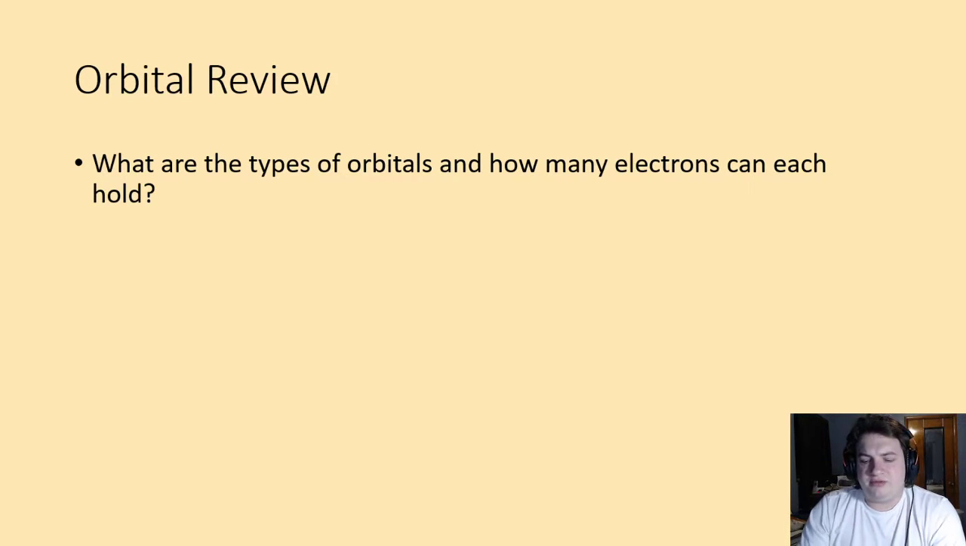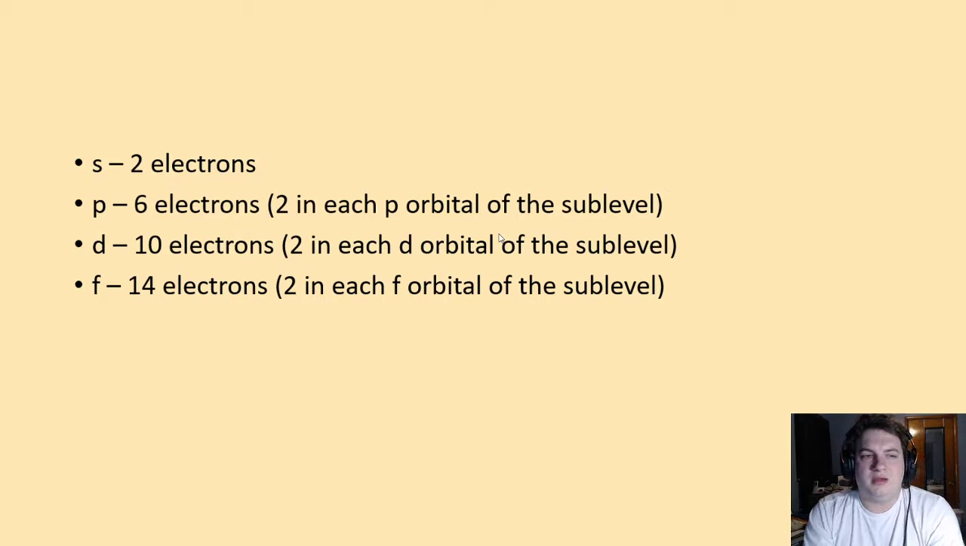So at this point, you should have come up with an answer. Our types of orbitals: I'm going to have s orbitals. An s orbital can hold 2 electrons. P orbitals can hold 6 electrons. D orbitals can hold 10 electrons total in that sublevel. And f orbitals can hold 14 electrons in the f orbital sublevel. Notice each individual orbital still only holds 2 electrons, even though my 3 p orbitals in my sublevel hold 6 total.